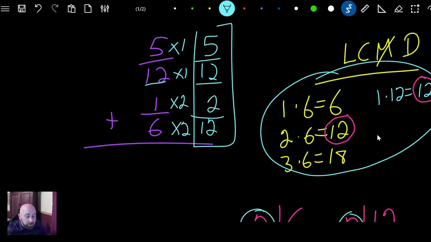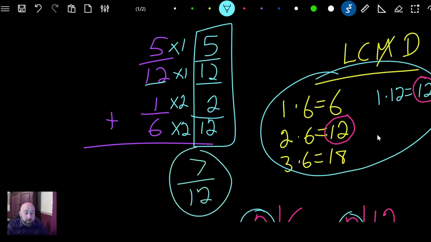So here are our new fractions. 5 over 12 plus 2 over 12. Now we just do the math, and 5 plus 2 is 7 over 12, and that would be our answer right there. Okay, so that's addition with fractions.